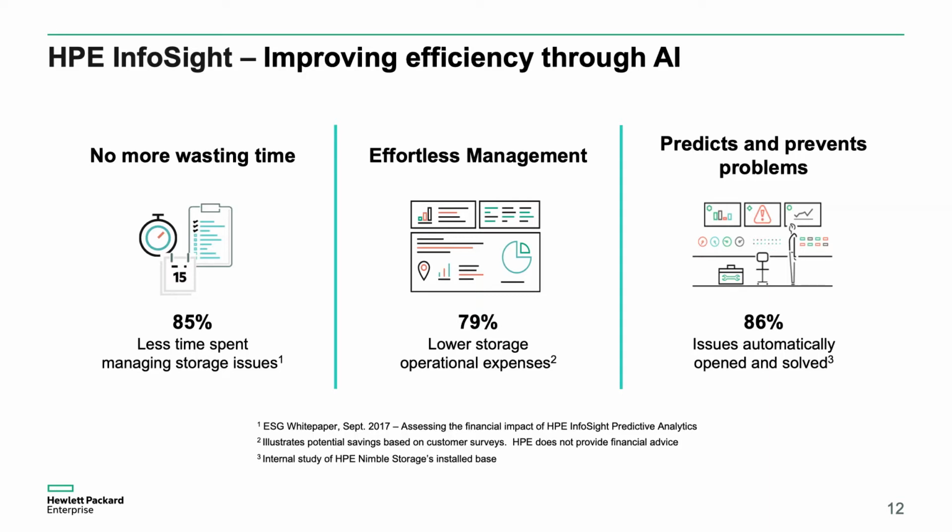86% of issues on the far right are resolved automatically. So customers don't have to even worry about their infrastructure. The model is we're monitoring your systems and using analytics to find problems before they even become known to you. And it's pretty incredible what HPE has done.